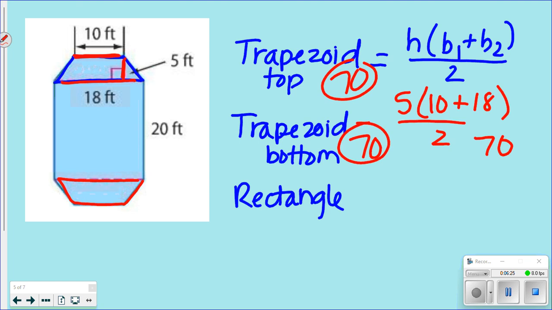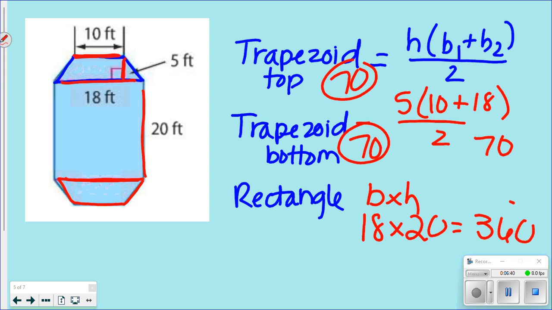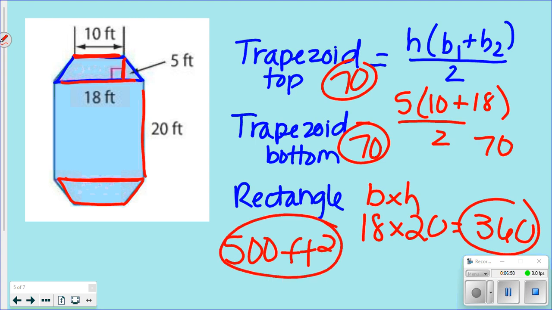The rectangle, if I look here, remember rectangle is base times height, and my base is 18, and 20 is my height. So 18 times 20, I think it's probably 360. So I'm going to take all these things I have circled and add them together, and I got 500 feet squared.